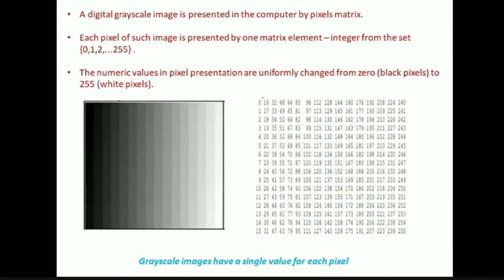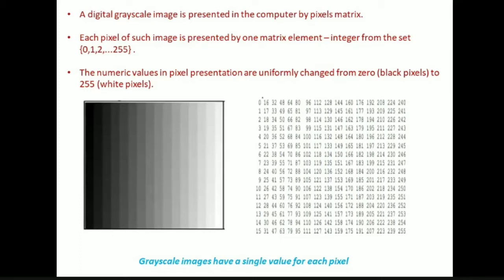coming to representing an image in a computer's memory, we have different ways of representing. The main thing is that we have two types of images. The first type is a grayscale image, and the second type is a color image. We shall see how a digital grayscale image is represented. A digital grayscale image is represented in the computer in the form of a matrix. That matrix is called the pixels matrix.